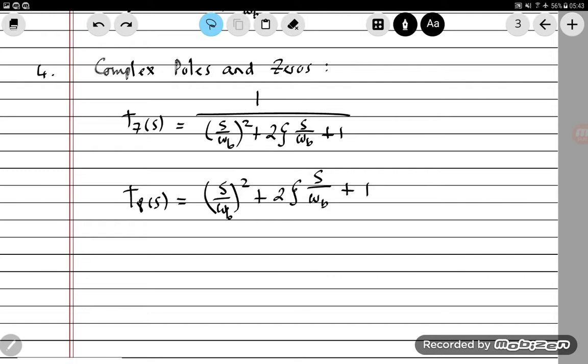Alright, so these are the building blocks, and we will look at how to draw each of these building blocks and how you can combine them to draw more complex transfer functions in the next few videos.